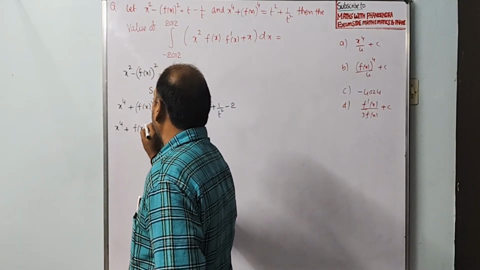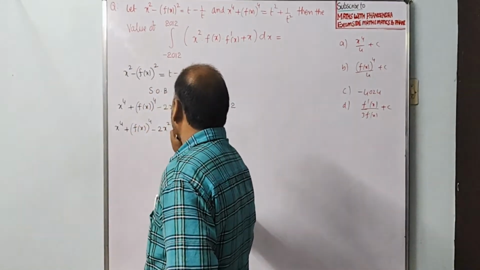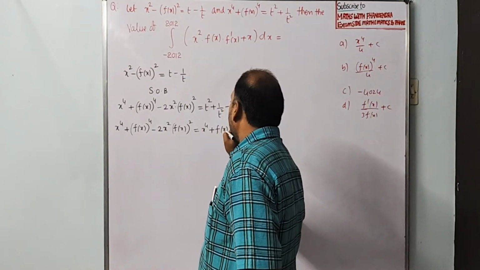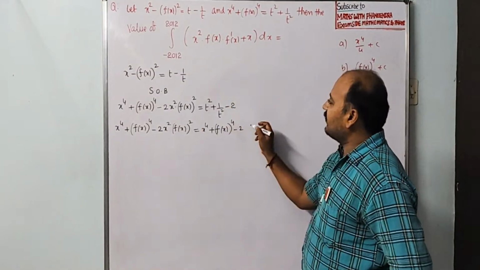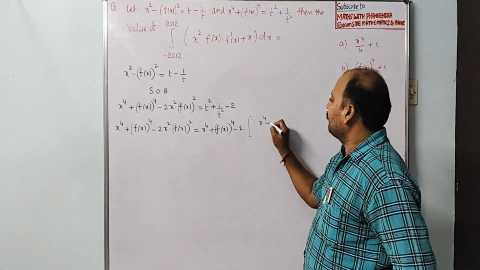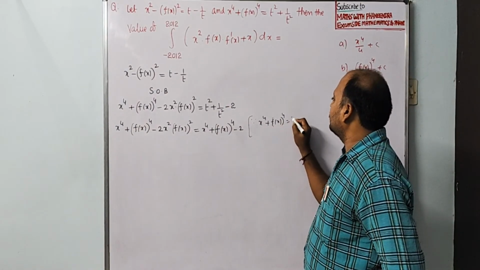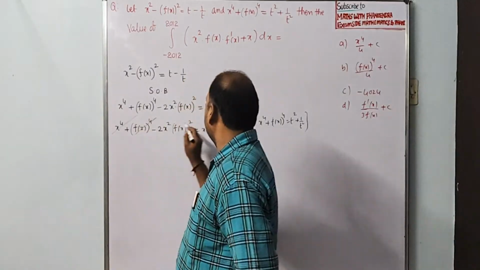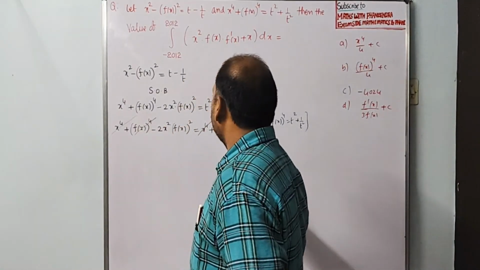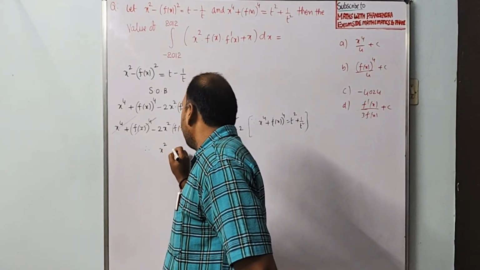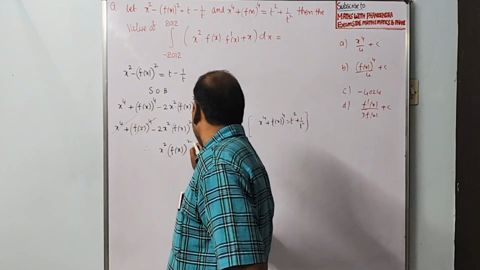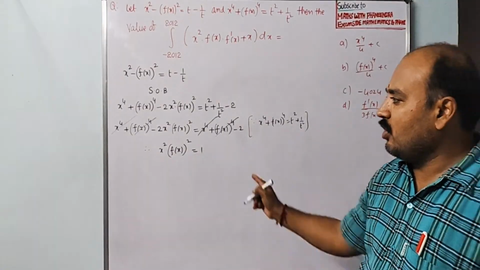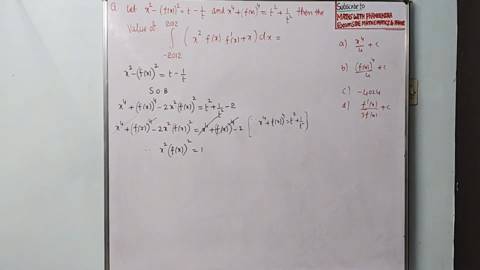Wherever t square plus 1 by t square is there, replace with this value: x power 4 plus f of x whole power 4 minus 2x square into f of x whole square equal to x power 4 plus f of x whole power 4 minus 2, since from the given value. I hope you understand this, students. So we can cancel these terms. Here both sides minus 2 also get cancelled. We will write x square f of x whole square equal to 1. Okay, students, till here, got clarity now on this?